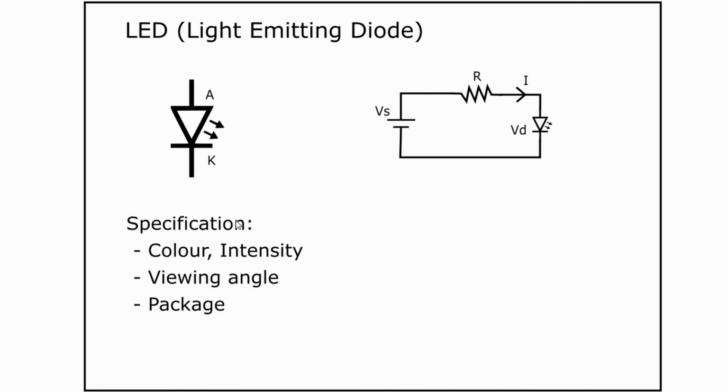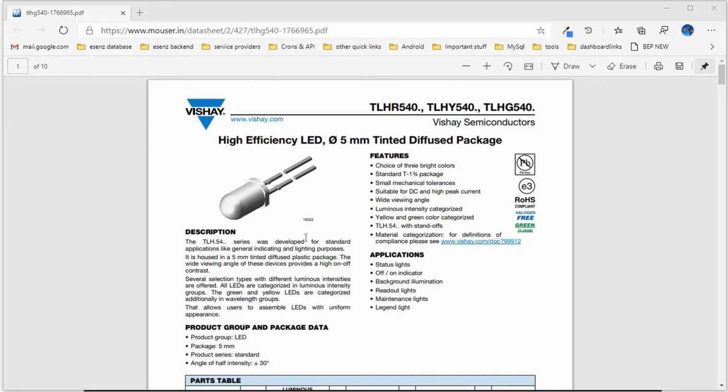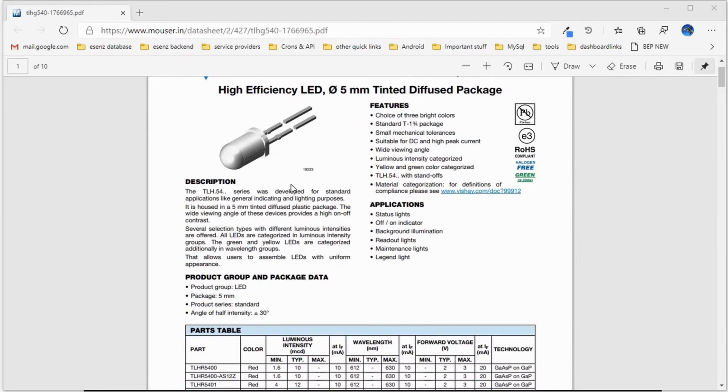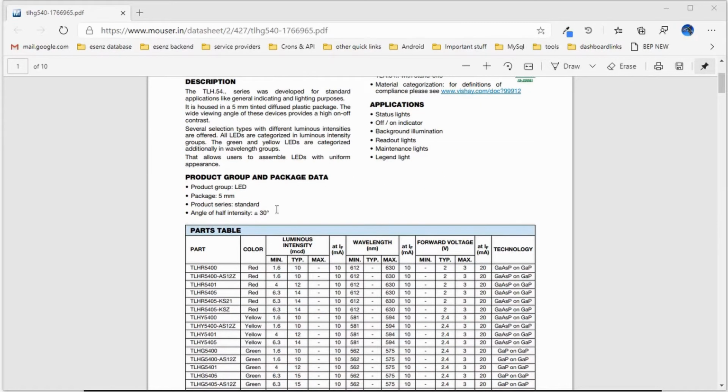Let's look at the specifications before we get into designing a driver for the LED. The specifications are: one, what is the color? Intensity is the brightness of the LED, and there is a viewing angle and the package. Let's get into the data sheet of one of these LEDs before we design our first circuit. This is a data sheet which I have downloaded from Mouser. Let's have a look at the data sheet. I've selected a 5 mm through hole LED.